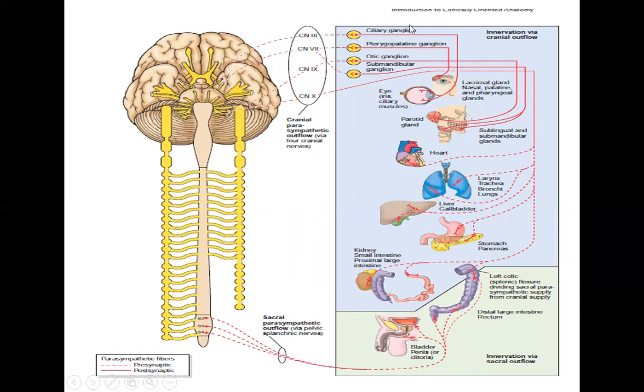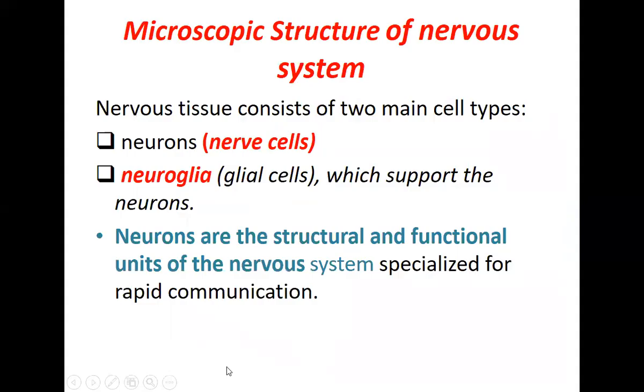So they are going to the same organs as the sympathetic, but their function is opposite. So they're going to the eye, the vision, to the salivary glands, to the heart, lungs, liver, stomach, small and large intestine, bladder, everywhere. Okay. So these are the parasympathetic, which is also called as the craniosacral outflow, parasympathetic.